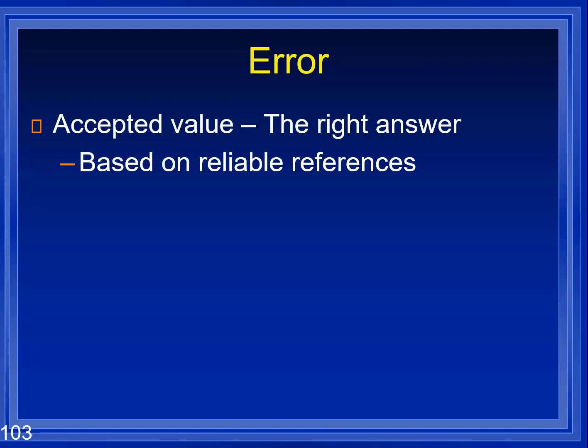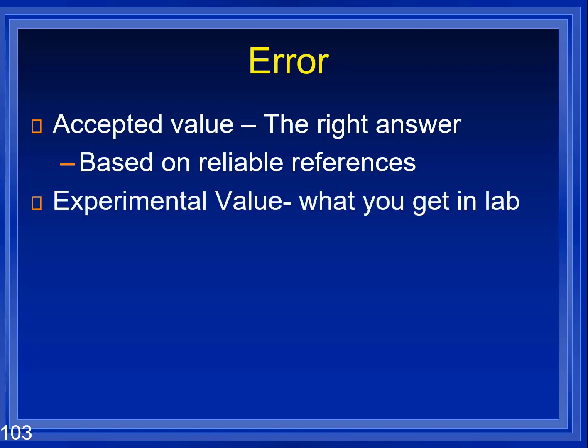That's the right answer, and then you're going to have what you get in the lab, and that's called the experimental value. What you get when you measure it. So how would you use those two numbers to figure out how wrong you were, what your error was?